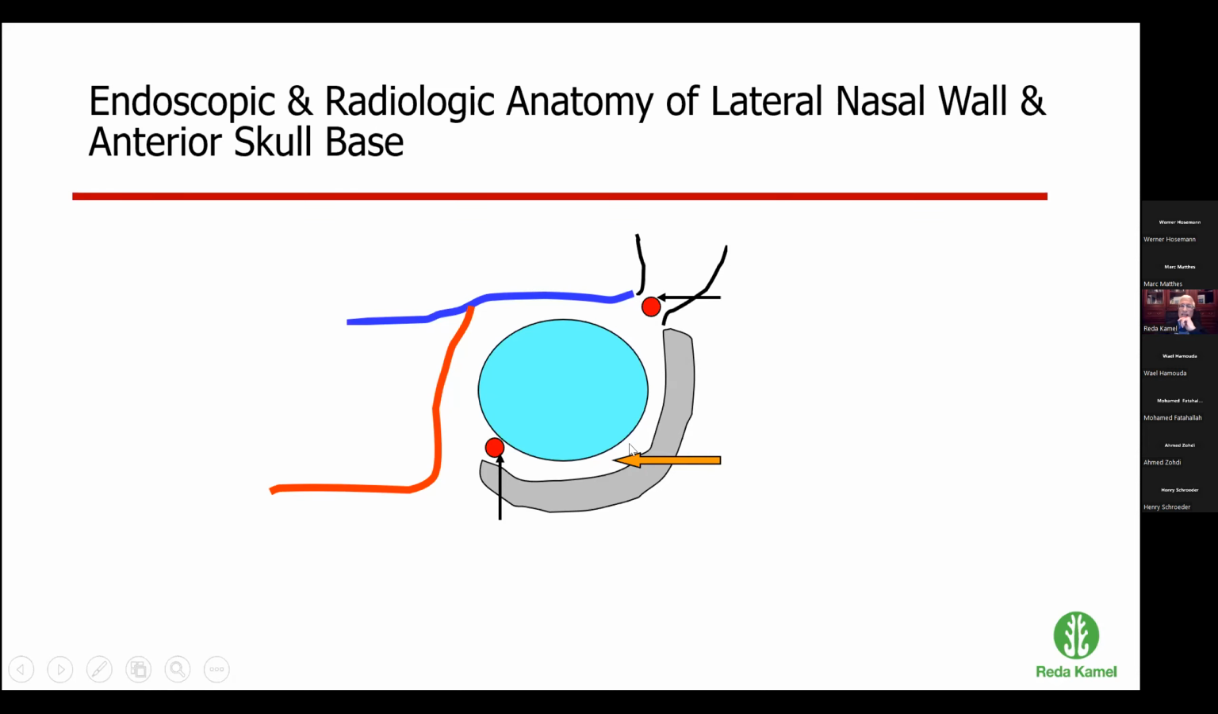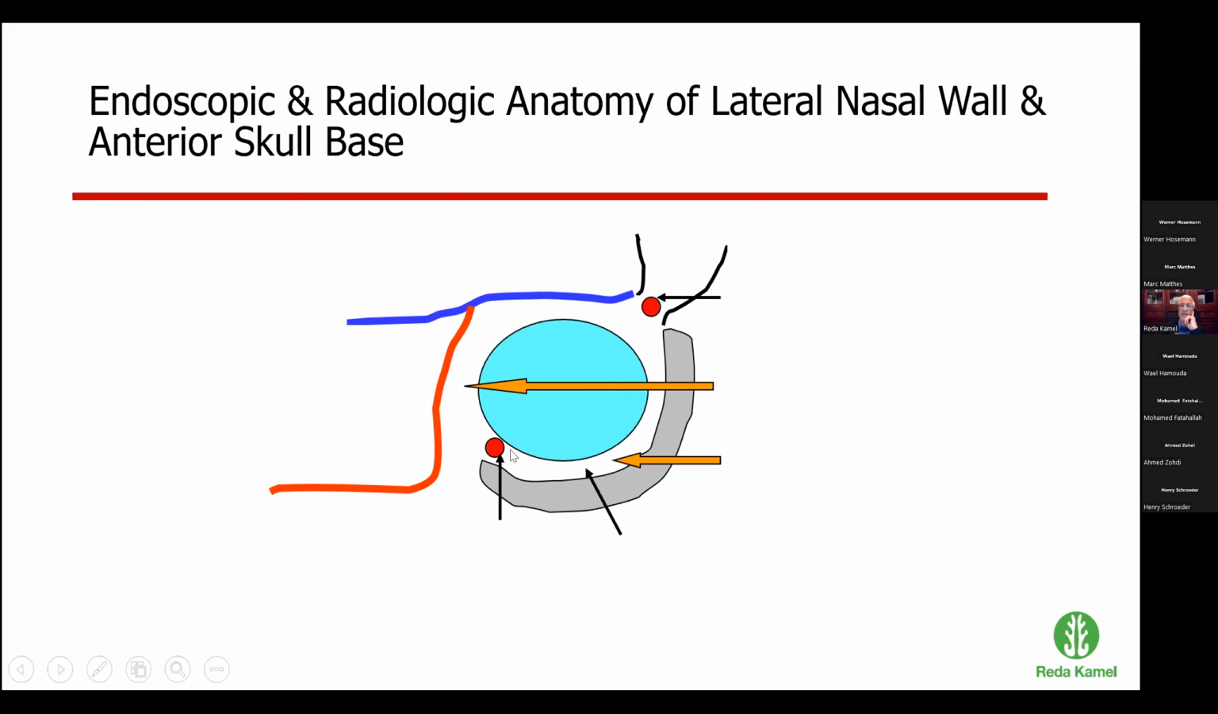We have here the hiatus semilunaris inferior between the uncinate process and the bulla. It is very important to understand this anatomical structure to be able to go through the trans-ethmoid approach to the skull base, which is utilized in many cases. And then we have the hiatus semilunaris superior, located between the bulla and the skull base superiorly and the basal lamella posteriorly.